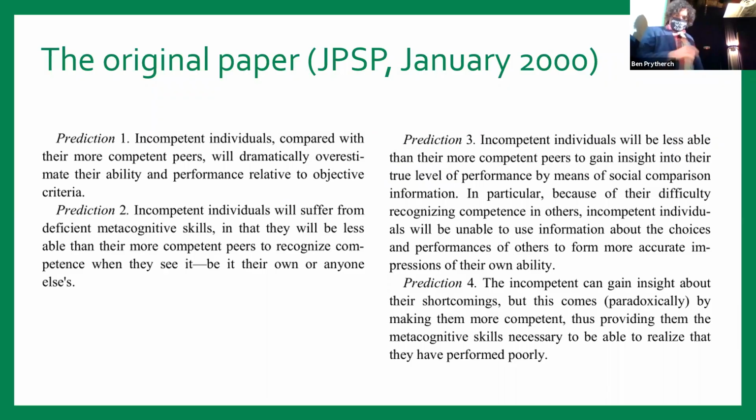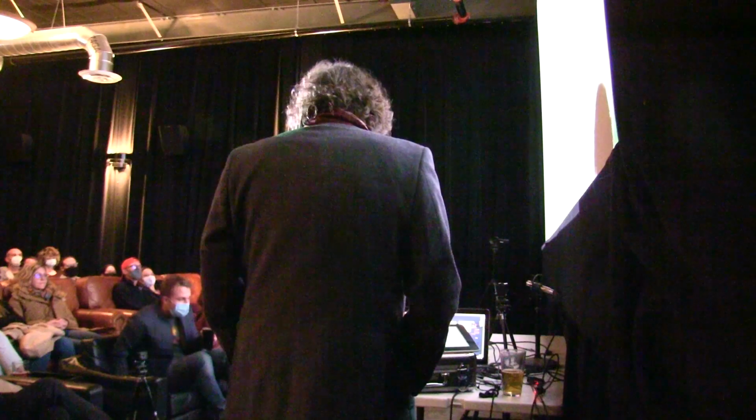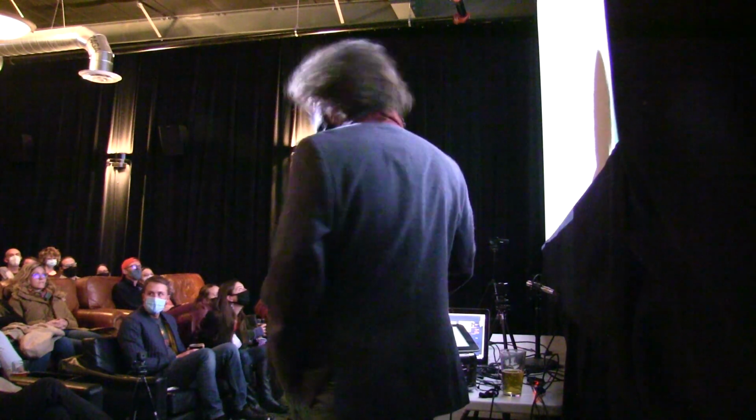Prediction number 3: incompetent individuals will be less able than their more competent peers to gain insight into their true level of performance by means of social comparison information. In particular, because of their difficulty recognizing competence in others, incompetent individuals will be unable to use information about the choices and performances of others to form more accurate impressions of their own ability. And then, lastly, the incompetent can gain insight about their shortcomings, but this comes paradoxically by making them more competent, thus providing them the metacognitive skills necessary to realize that they have performed poorly.